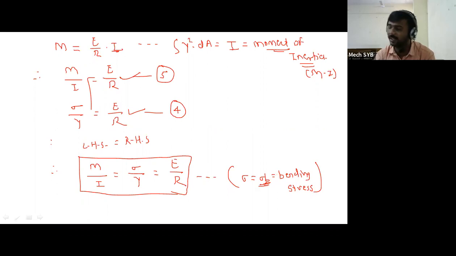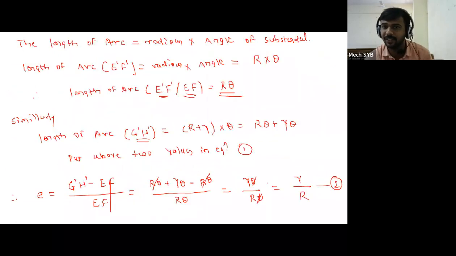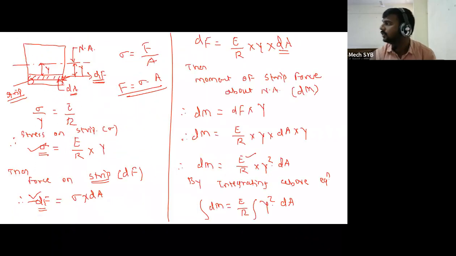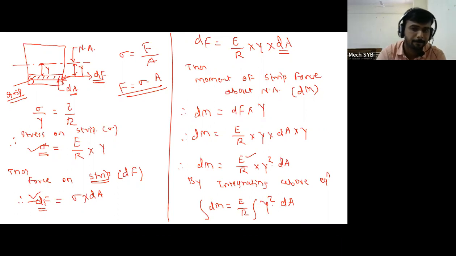How it is solved? It is derived into two parts. One part is related to the strain in the layer GH, and another part is related to the stress in the strip, force in the strip, and moment of strip force. In these two parts, derivation is derived, and after that we have compared the equations. You will get the final answer.